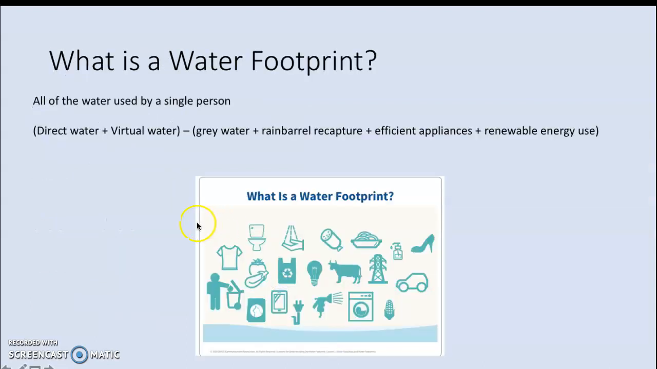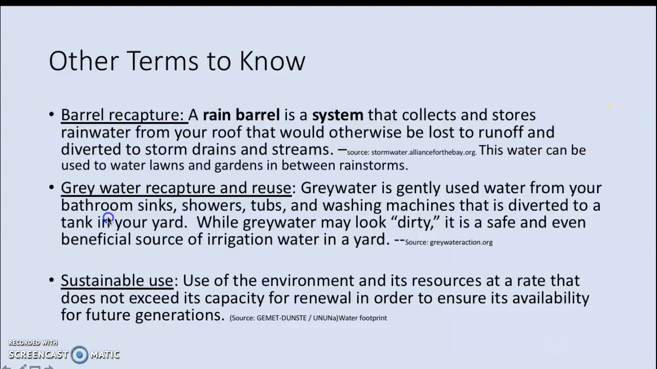Sorry, green water is the water locked up and absorbed by vegetation. Whew. Now then, water footprint. This is how to calculate how much water each person uses. Sorry, I need to get a little drink of water. I'm dry. Okay. So water footprint is all of the water used by a single person, and there is kind of a generalized formula for that, and you guys are going to be calculating that in just a sec.